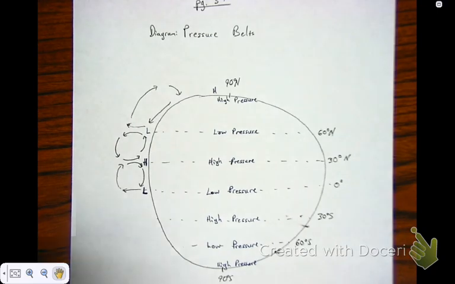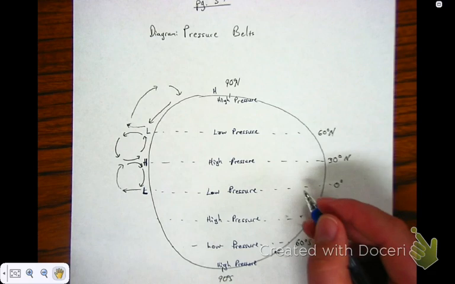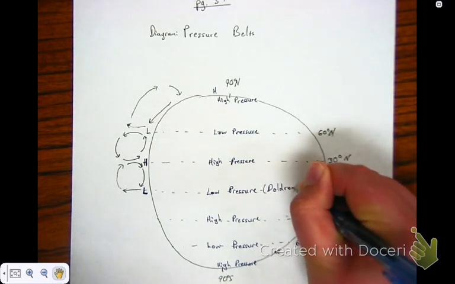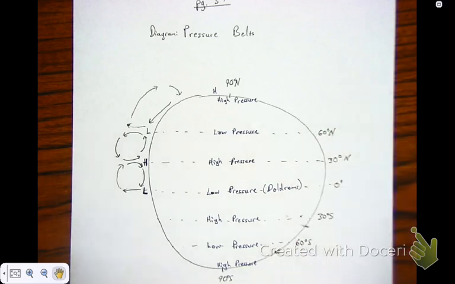Now, each one of these belts actually has a name to it. So the one at the equator, these are actually called the doldrums. So those are found at the equator. At the 30-degree mark, so on both sides, these would be the horse latitudes.